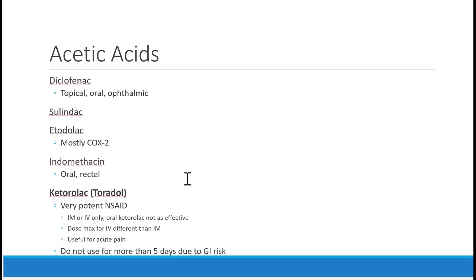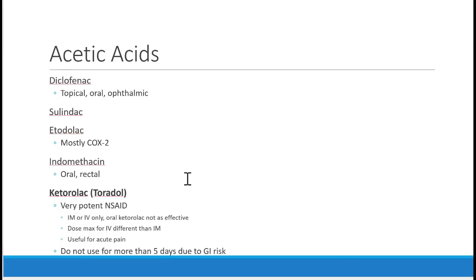Ketorolac is one to be somewhat familiar with too. This is a really potent NSAID, especially IV, and it's the only NSAID we have that's IM or IV. Oral ketorolac is available. However, it's essentially as effective as ibuprofen. So don't think prescribing somebody oral ketorolac is going to give them all that much benefit over a standard OTC NSAID. But the IV and IM products are quite potent, and their potency almost matches that of a low-grade opioid as far as how good they are at reducing pain.